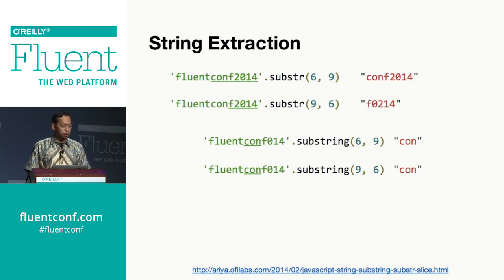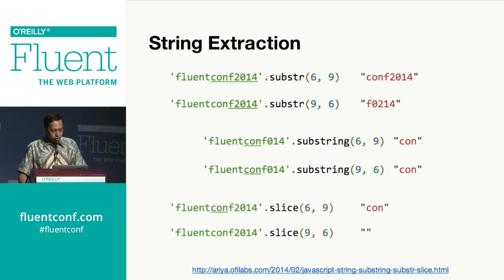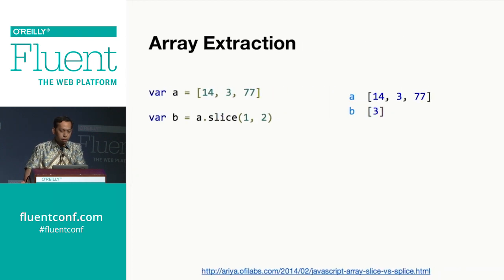It doesn't stop there. Apparently, there's also slice. Slice works exactly the same as substring, except that it doesn't automatically swap the parameters if the first one is larger than the second one. So if you try to extract strings and you choose the wrong one, the result might not be what you expect it to be. The same thing happens with arrays.